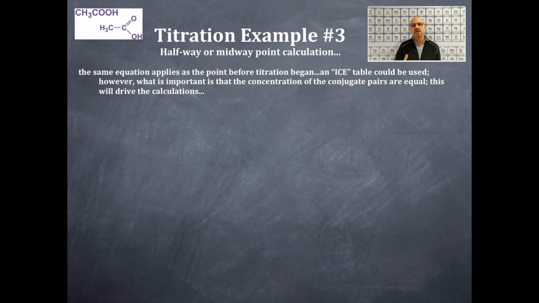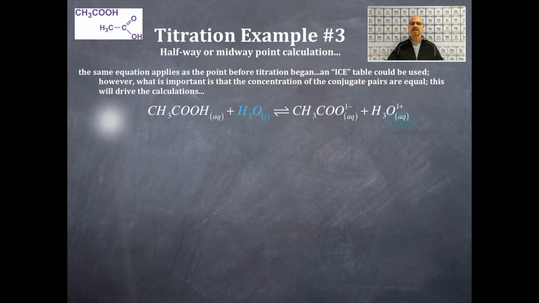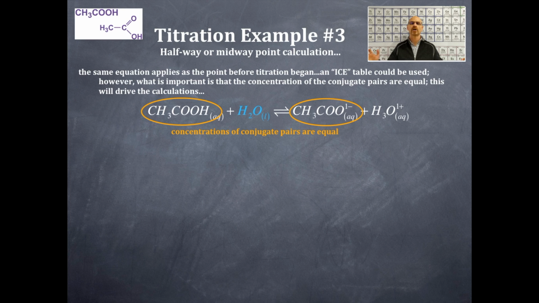So the same equation applies to the point before titration, okay, with the ice table that we used. However, at this point, what's important is that the concentration of the conjugate pairs are equivalent at the halfway or the midway point. Okay, so this is the same equation that we use at the beginning initial point in the pH of the titration. Okay, that is acetic acid plus water produces the acetate ion and hydronium ion. So what's important here is that the concentration of the conjugate pairs are equivalent. Okay, so that is the acetic acid and the acetate ion, their concentrations are equivalent.